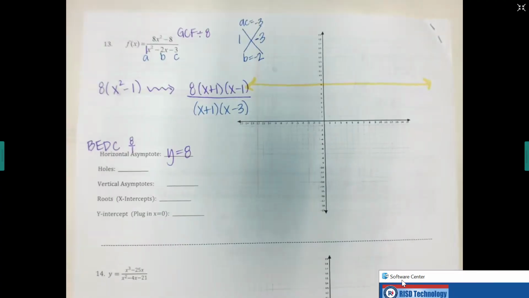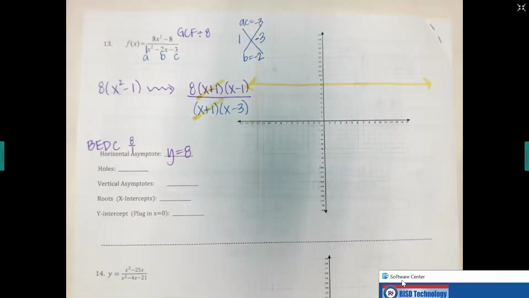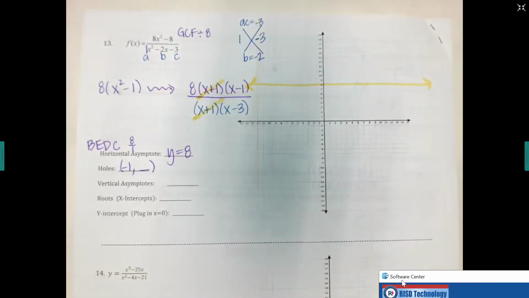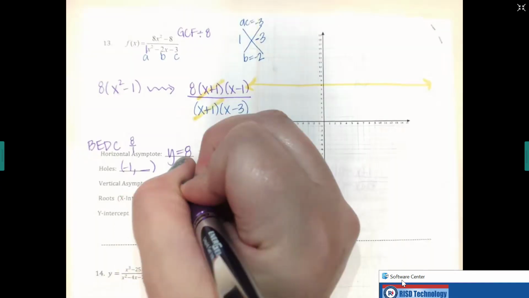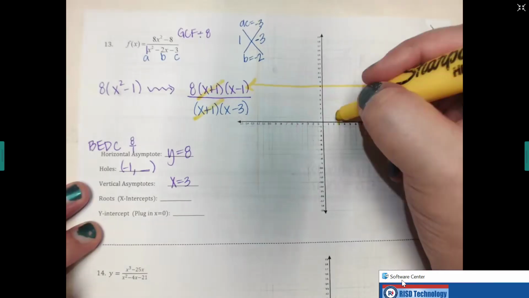Now we're ready to answer the rest of our questions via fill in the blank. So I'm looking for something to cross out for the holes. What will cross out? +1s. And that means the hole is going to be at -1 comma something. I'll go back and find that later. My vertical asymptote is an x left on the bottom. What x is left on the bottom? -3, so I'll change it to a +3. And then remember, I can graph that one right now. So go to 3, draw in your line just like that.